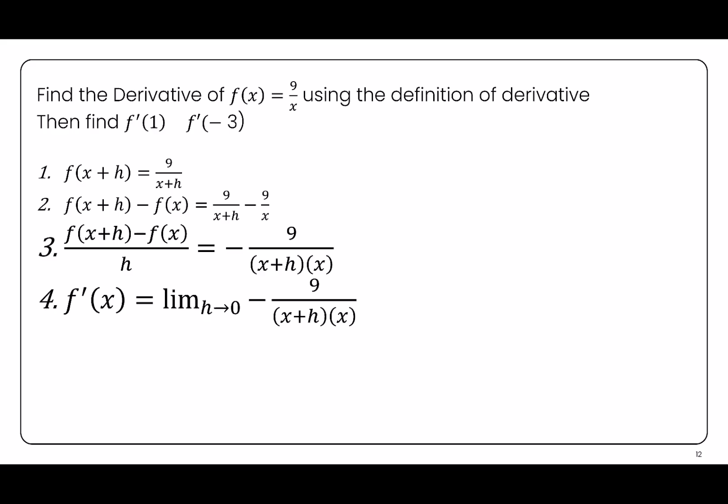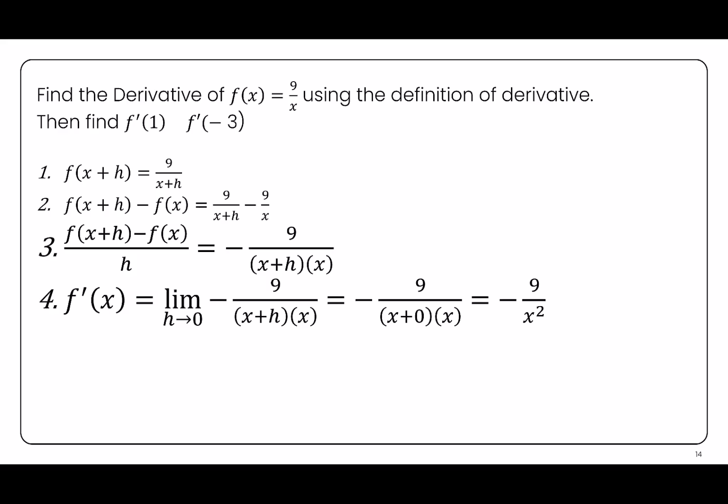Because we've gotten rid of that factor of 0, I can just plug in the number 0 where I see h. I have negative 9 over x plus 0 times x, which simplifies to negative 9 over x squared. Notice that when I put in the number 0, I don't write the word limit anymore. Using the quantity of 0 replaces the need to write the limit.